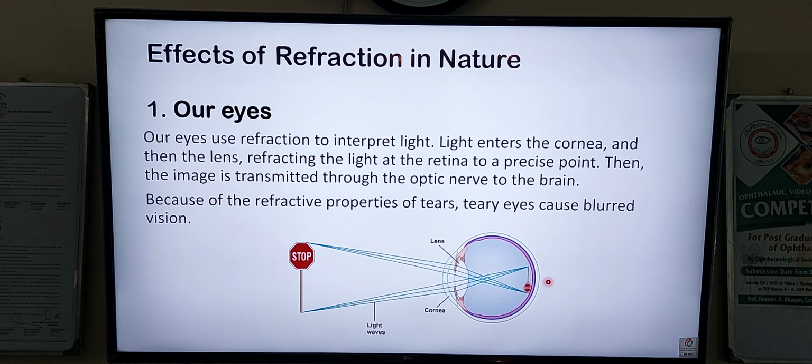Let's consider that this is the object and the rays from above the object are coming from here to the cornea, they're entering the cornea, then the lens, and they are bent towards the normal, and they form the image here on the retina. And the light rays from below the object are coming from here, they enter the cornea, then the lens, they're bent towards the normal, and they make the image here. And because we all know that the tears in our eyes also have some refractive properties, this is why we get blurry vision when the eyes are teary.